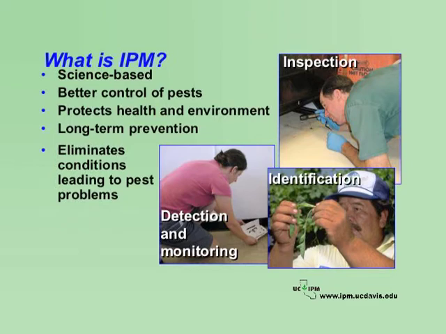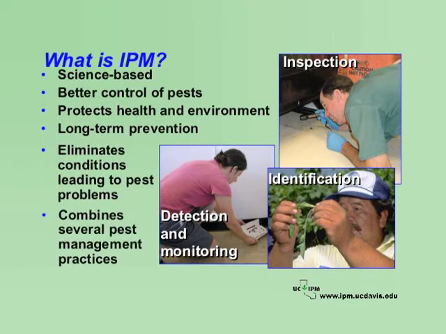Once detected, pests must be properly identified so appropriate management practices can be selected. IPM programs usually combine or integrate several pest management practices for long-term control of pest problems. Because IPM relies mostly on non-chemical preventive or least toxic methods, it reduces or eliminates pesticide use.